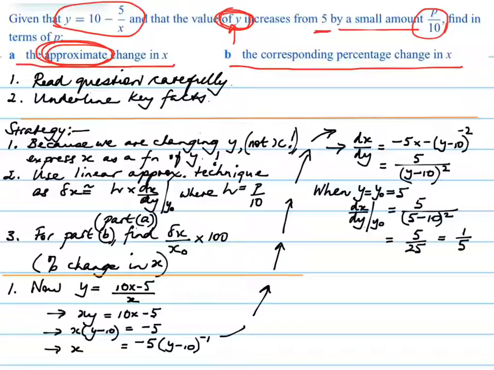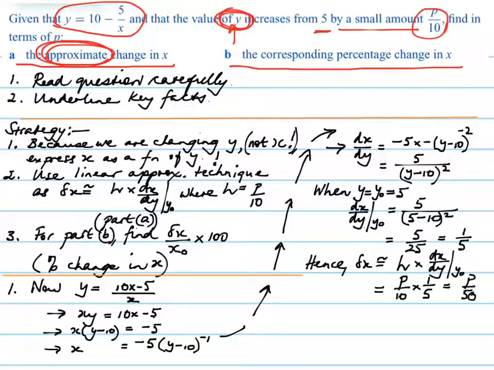I think we're ready to use our formula now, because we've got h, haven't we? h was p over 10, and we've got dx/dy at y0. There it is. It's so easy. Look at that, it just falls off the page, as easy as falling off a log. So I think Mr. Box is coming to help us in a minute. Oh yes, so delta x is approximately equal to p over 50. Thank you, Mr. Box. Now, what else have we got to do with this silly thing?